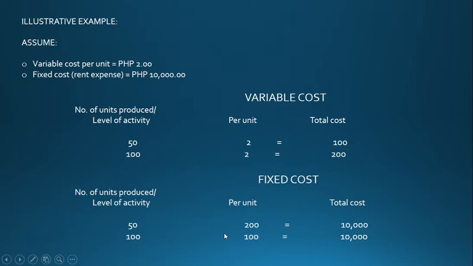So the more that we produce, the lesser fixed cost per unit ang magiging kalalabasan. Pero kung lesser naman ang ating number of units produced, mas mahal siya. Mas mahal ang fixed per unit. So, mas mahal na rin ang isang product.